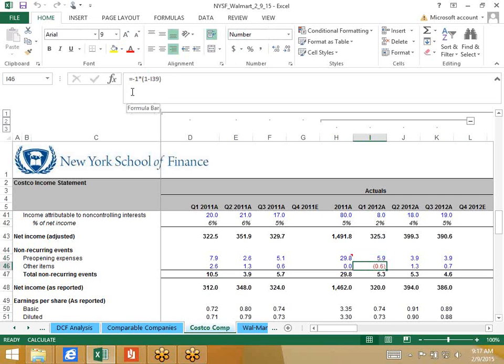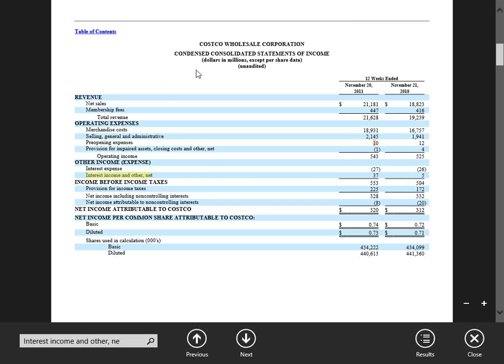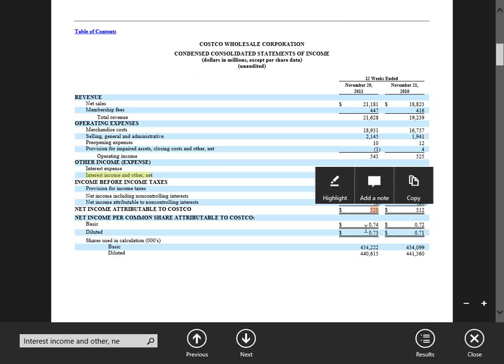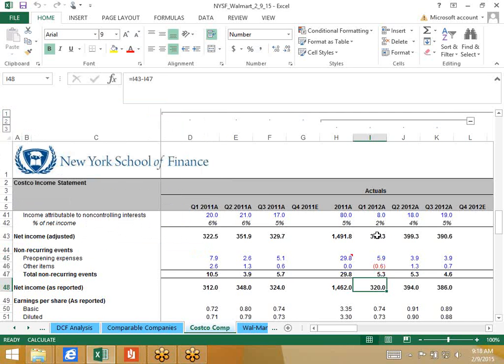And did the same with other items. They had 1, negative 1. So I show this as negative 1 times 1 minus the tax rate. So when you remove that, you have your net income as reported. That should match what they reported. So 320 matches our 320 now. So good. So we've proven to ourselves that everything is flowing correctly, yet we still have our adjusted net income, of which all the one-off expenses have been pulled out. This is what we want.